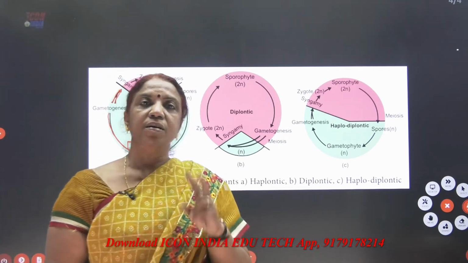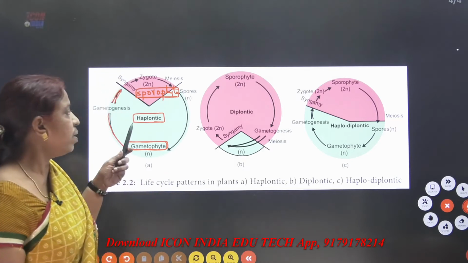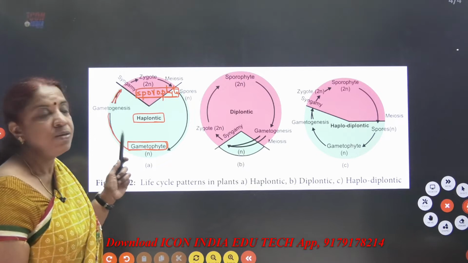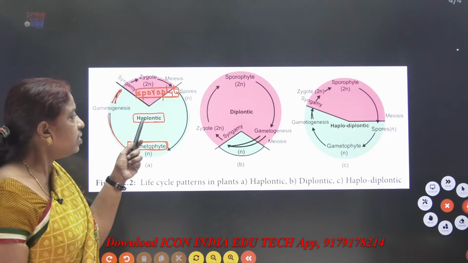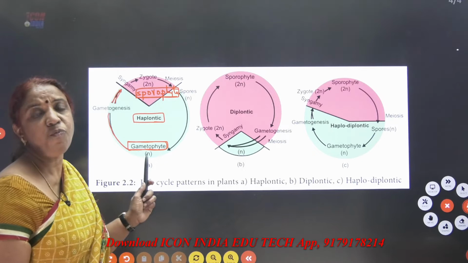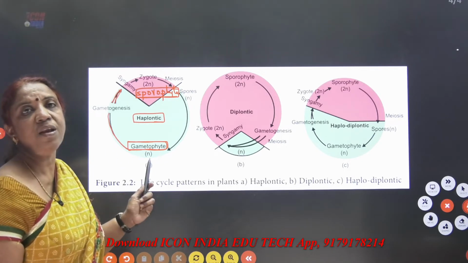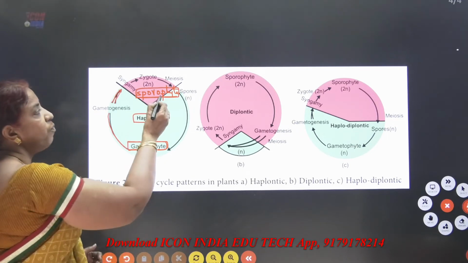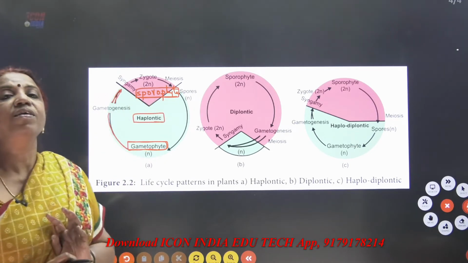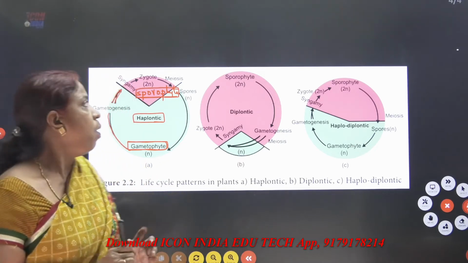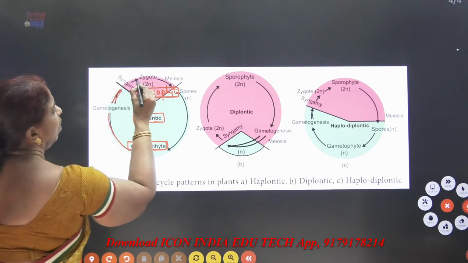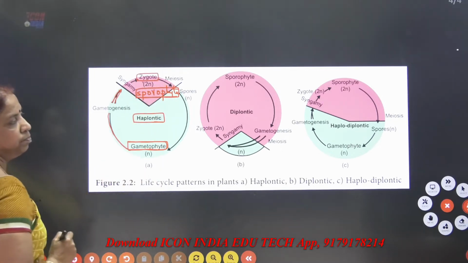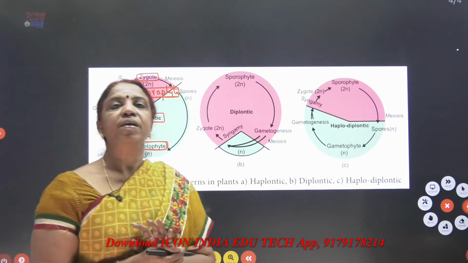Keep in mind there are two things in the case of the Diplontic life cycle. The dominant phase is the gametophyte, which is independent, dominant, photosynthetic and autotrophic. And what about the sporophytic phase? The sporophytic phase is represented by only a diploid zygote, 2n.